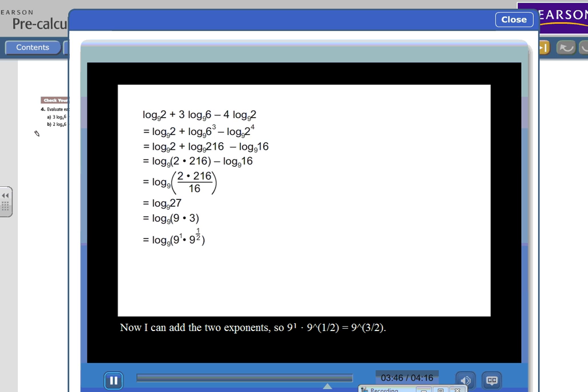Now I can add the two exponents, so 9 to the power of 1 times 9 to the power of 1/2 is equal to 9 to the power of 3/2. Since the base of the logarithm and the base of the power are the same, I know that the answer is 3/2. So, log base 9 of 2 plus 3 log base 9 of 6 minus 4 log base 9 of 2 equals 3/2.